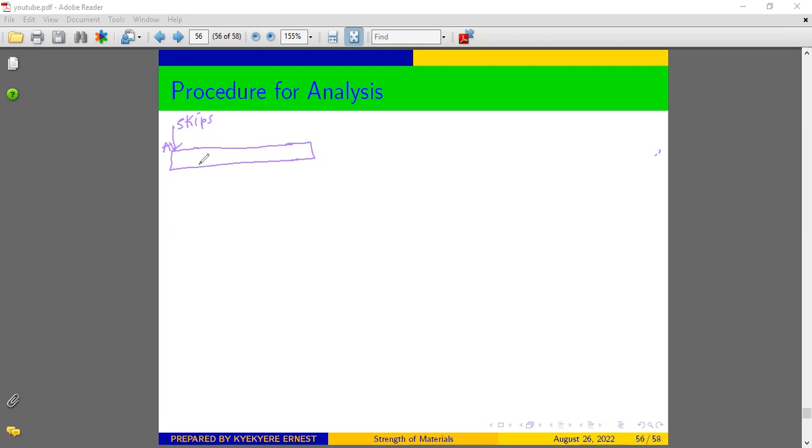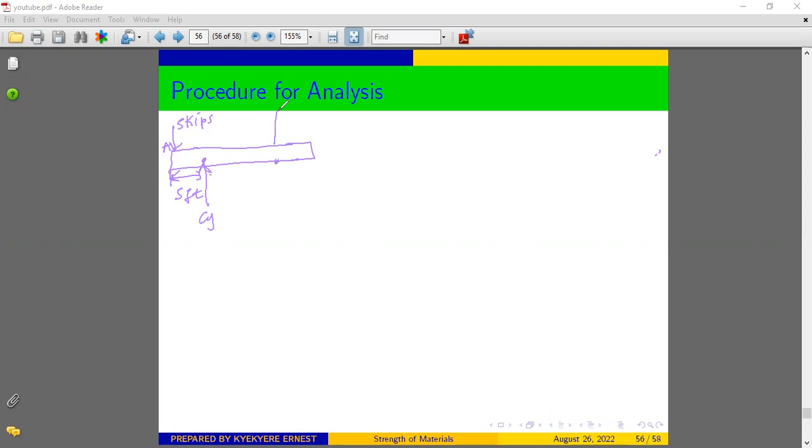There's also a point here, which is point C, where there is a support. So this is a reaction at support. We can call it Cy. And the distance between this and that is 5 feet.